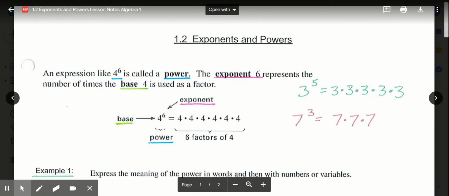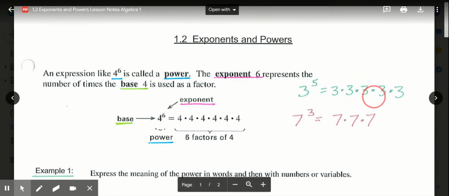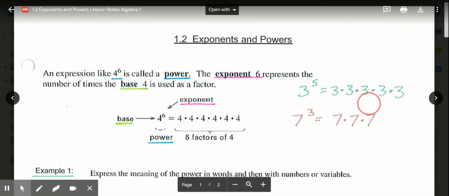So 2 additional examples over here to the right. If I have 3 to the 5th power, my base is 3, 5 is my exponent, so I'm going to multiply the base 3 by itself 5 times. So that would be 3 times 3 times 3 times 3 times 3. And 7 to the 3rd power is not 7 times 3 being 21. That means 3 times we need to multiply 7 by itself. So that would be 7 multiplied by 7 multiplied by 7.